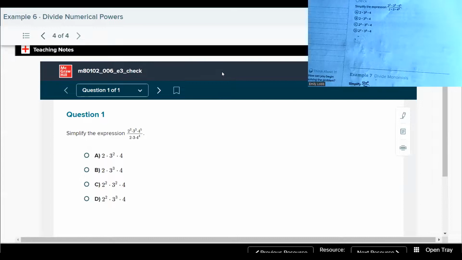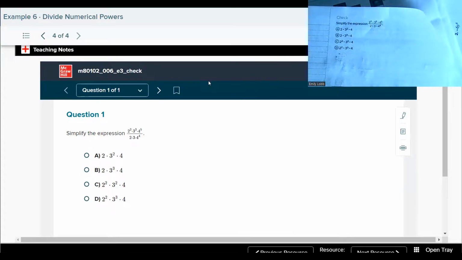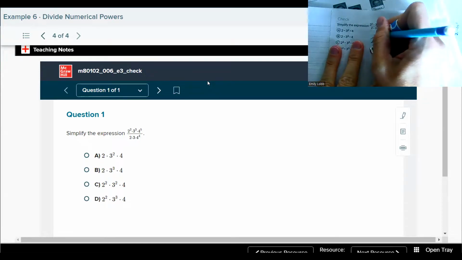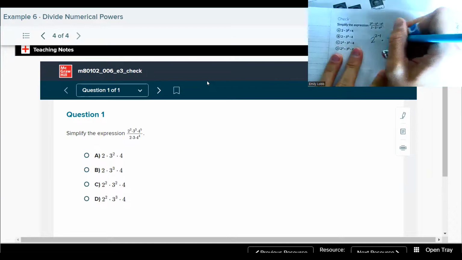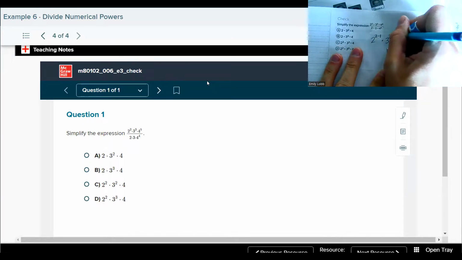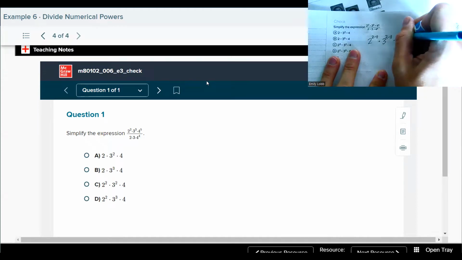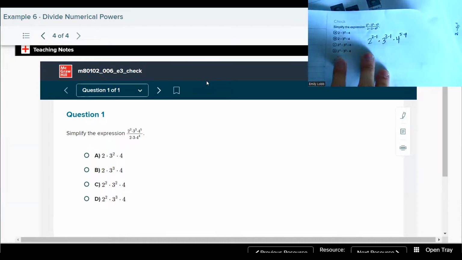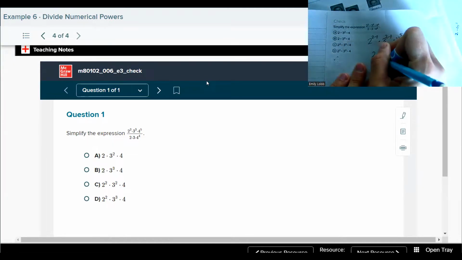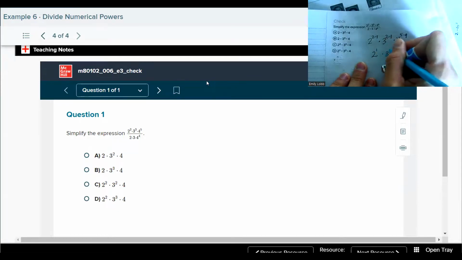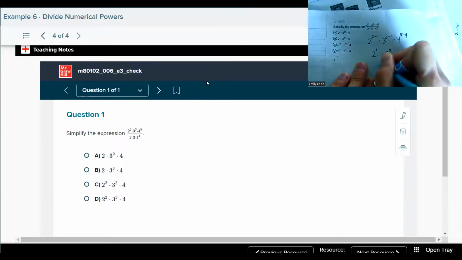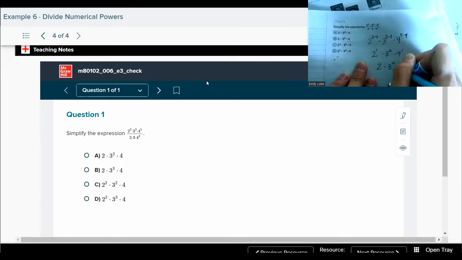If you notice the selection of our answers, we don't even have to multiply through, right? They simply want us to simplify in exponent form. So if I'm looking at my 2s, I have 2 to the 2 minus 1. If I'm looking at my 3s, I have 3 to the 3 minus 1. And if I'm looking at my 4s, I have 4 to the 5 minus 4. So this is really just 2 to the 1st power times 3 squared times 4 to the 1st power, or 2 times 3 squared times 4.